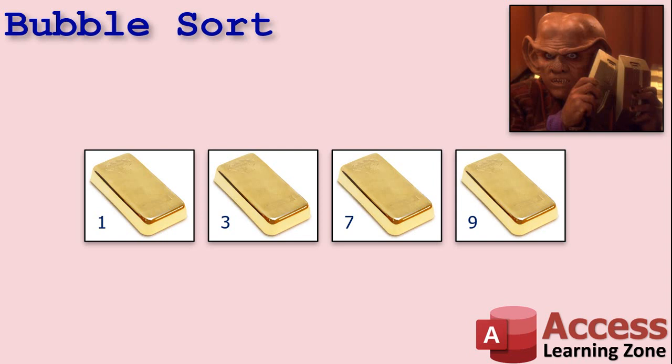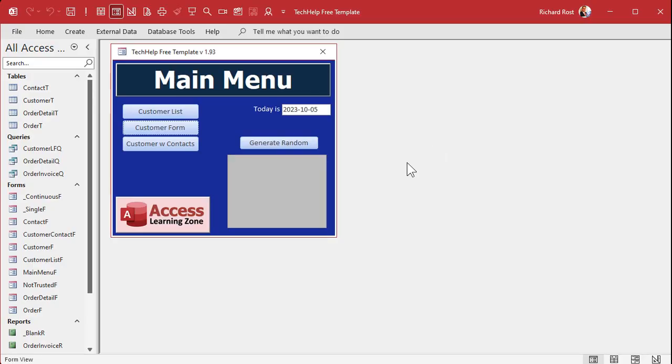All right, so you see how the bubble sort works? All right, let's get into the code and see how we program this. Okay, here is a copy of the Tech Help free template. This is the database from the Nested Loops video.